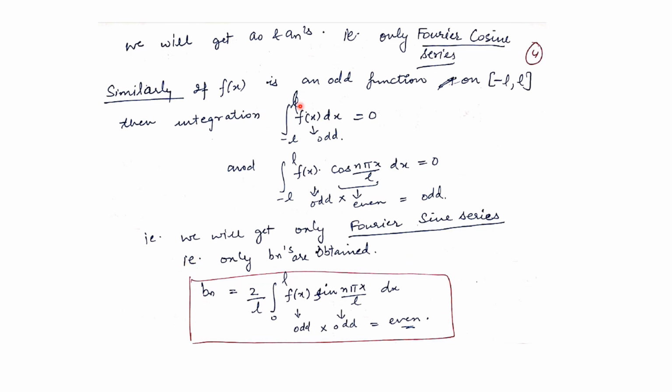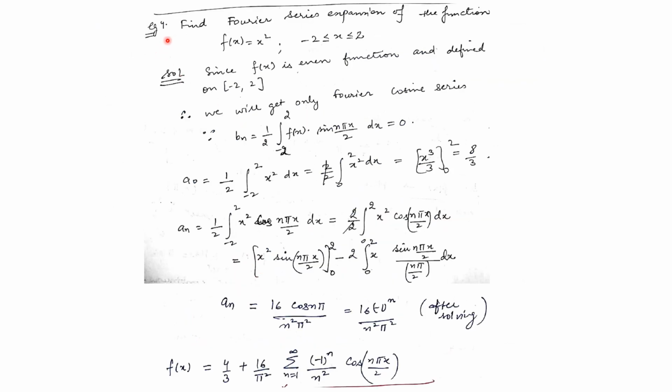So whenever our function is an odd function, we will obtain only the Fourier sine series, meaning we only find the value of Bn. No need to find the value of a0 and an's. Just substitute in the main series and you will get the Fourier sine series. And the formula for this is 2 by L integration from 0 to L, not minus L to L, because we have used the twice over here. So this is an example.